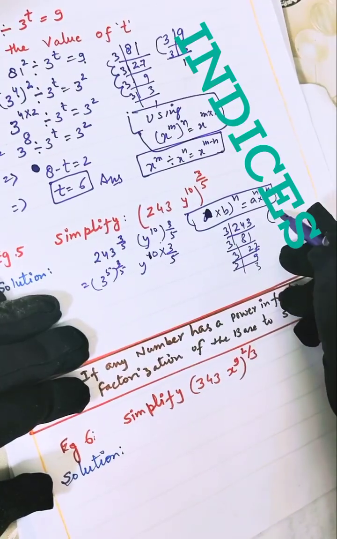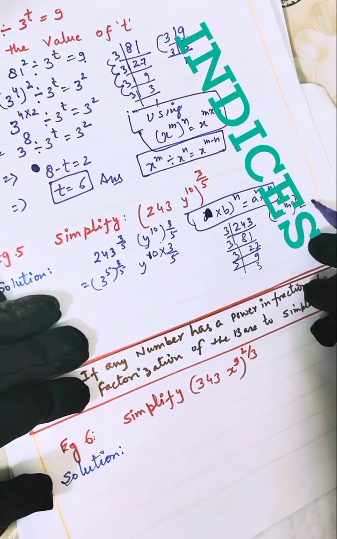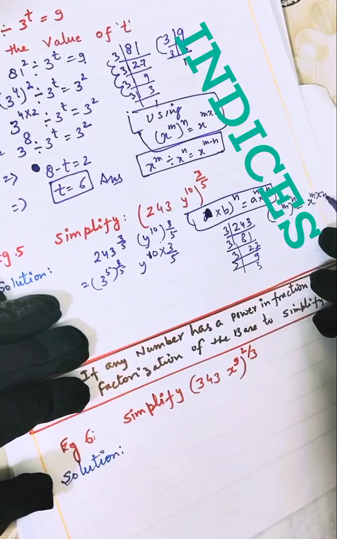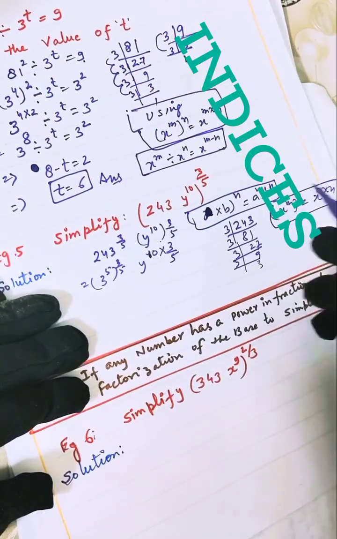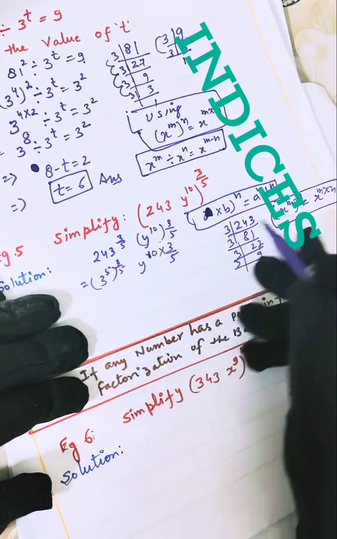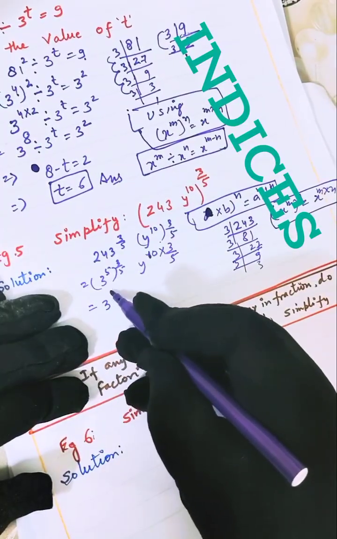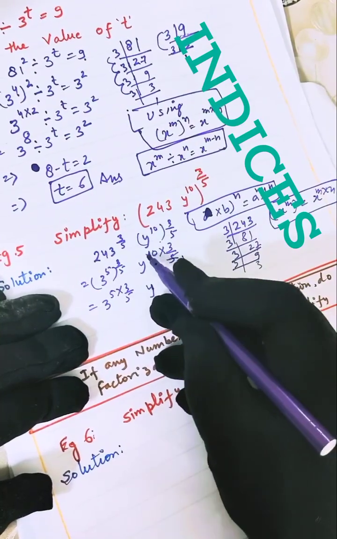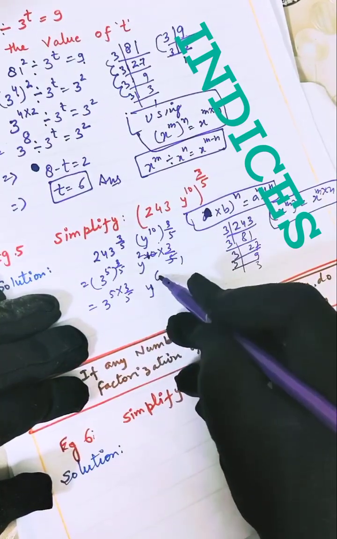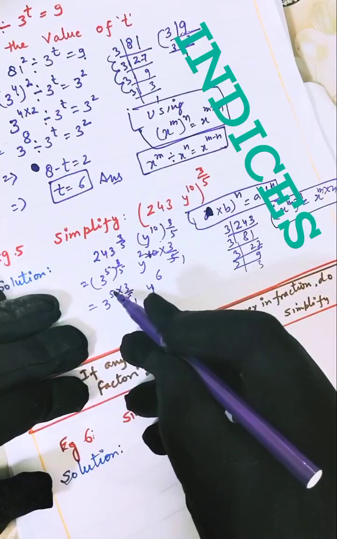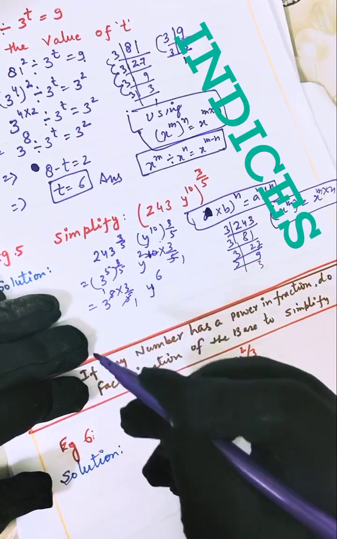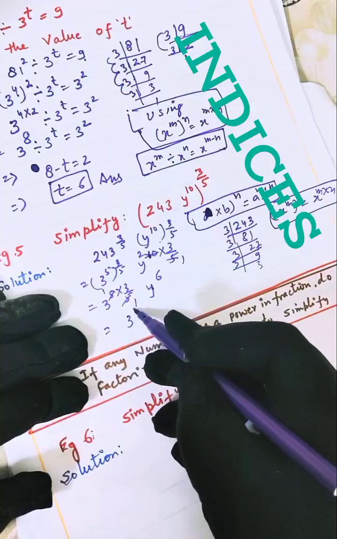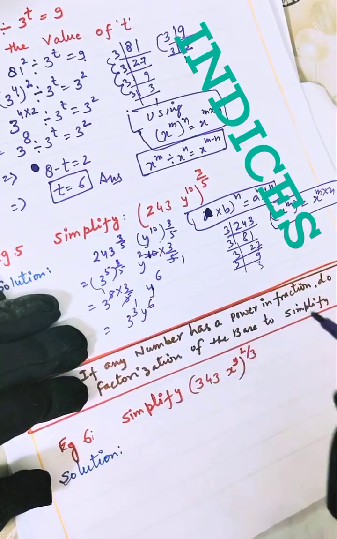Which formula? (x^m) whole power n equals x to the power m multiplied by n. We have used the formula here, and here again we will use this formula. So 3 to the power 5 into 3/5, and y to the power 10 into 3/5. 5 times 1 is 5, so 5 cancels 5, and 5 times 2 is 10, 2 times 3 is 6, so y to the power 6. 5 times 1 is 5, here also it will cancel. So 3 to the power 3 and y to the power 6.